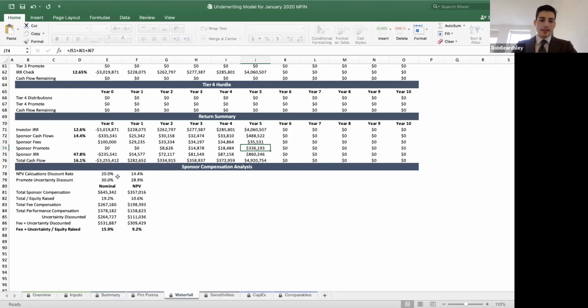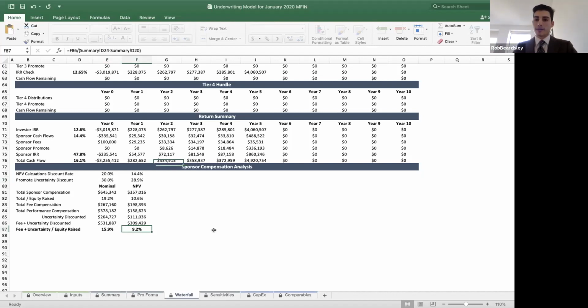So that's the way that I analyze sponsor compensation, through the 20% discount rate and the promote uncertainty discount. And then in the end, when you sum your fee compensation and performance compensation, discount it to present and discount it for the uncertainty on the promote side, you'll end up with one number, right? And then I like to take that number and divide it by the amount of equity required to do the deal. And this is your final number here, which in this case is 9.2%, which isn't bad, but it's not great. So this is an interesting number that I invite you, if you're a sponsor, to keep track of on your deals, to see what the heck am I doing all this work for?